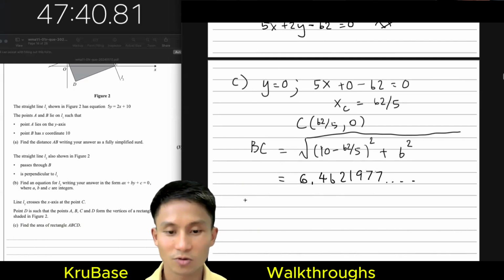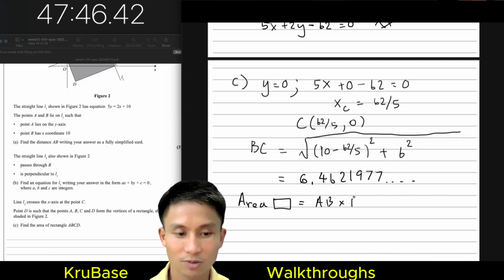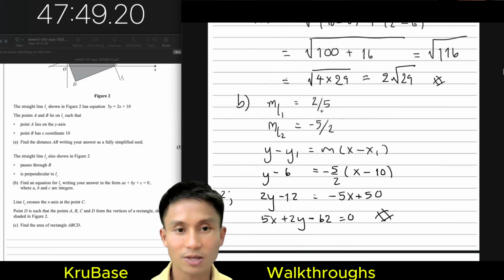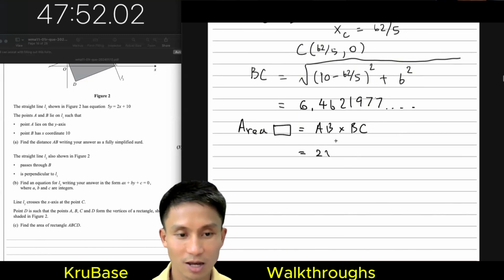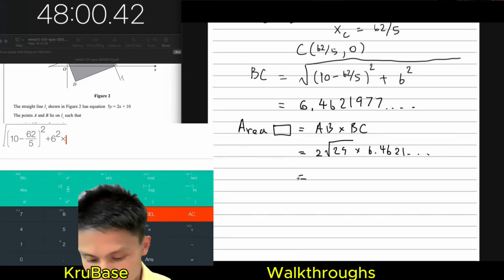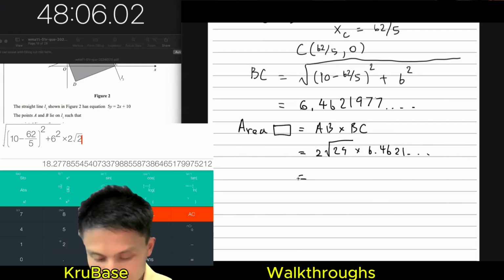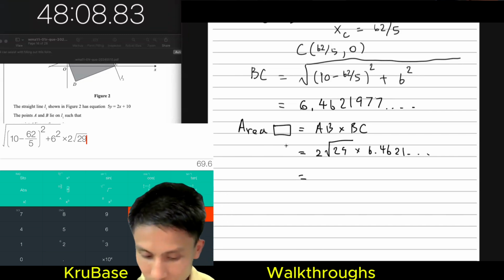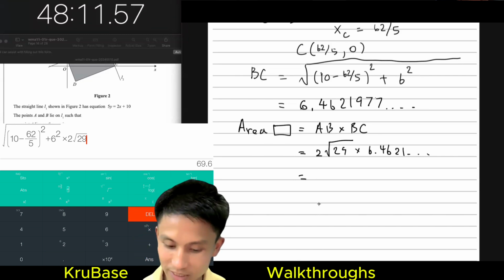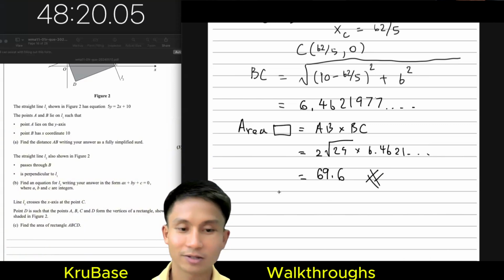And then we're going to do area of rectangle, which would be equal to AB times BC, with AB being a third root 29 times 6.4621 and so on. I'm just going to multiply what I got from a calculator, sorry, by 2 root 29. Yeah, that's it. Oh, the answer seems to be just that, amazingly. Well, okay, that's nice. All right, so I think we're done here.